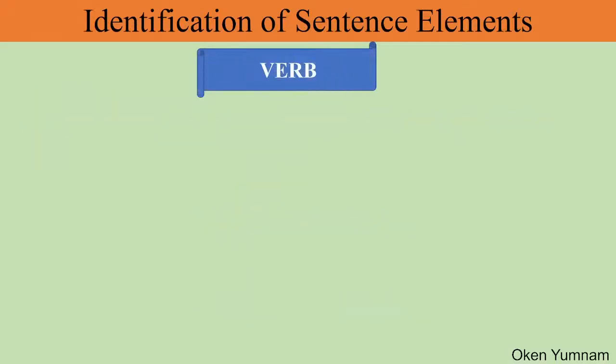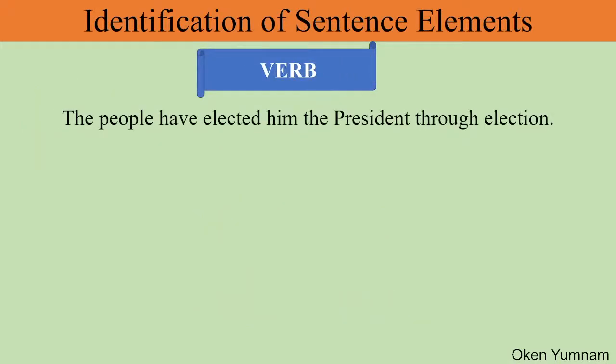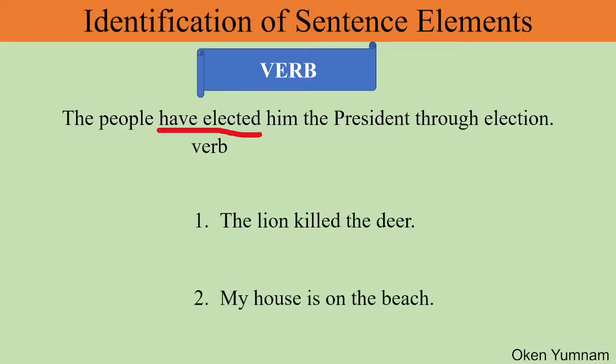Now let's identify the verb. The same sentence again: The people have elected him, the president, through election. A verb is any word in its base form if we can put to before it. So for elected, we can say to elect. So this is the verb, and have is an auxiliary. Together, have elected is the verb phrase. Here, as an element, we call it simply the verb. Like this, in the earlier sentences, kill and is are the verbs.